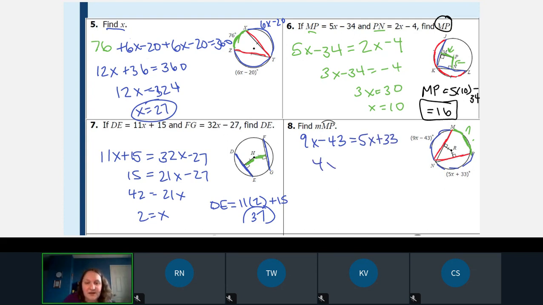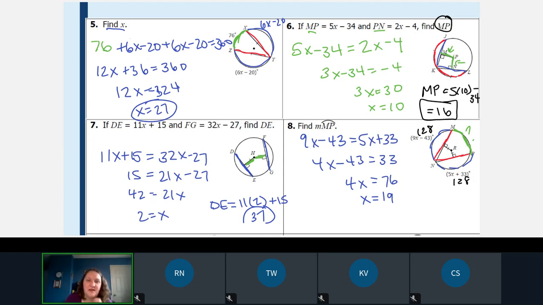Subtract 5x from both sides, or if you're just using Desmos to solve this, maybe that's how you guys are going so fast. 76, divide by 4, 19. Thank you. All right, so now we got to find MP. Well, we know X, so let's plug X in for each of our blue arcs. 5 times 19 plus 33 is 128. And 9 times 19 minus 43 is 128. Well, it makes sense that those are the same because they had to be congruent.